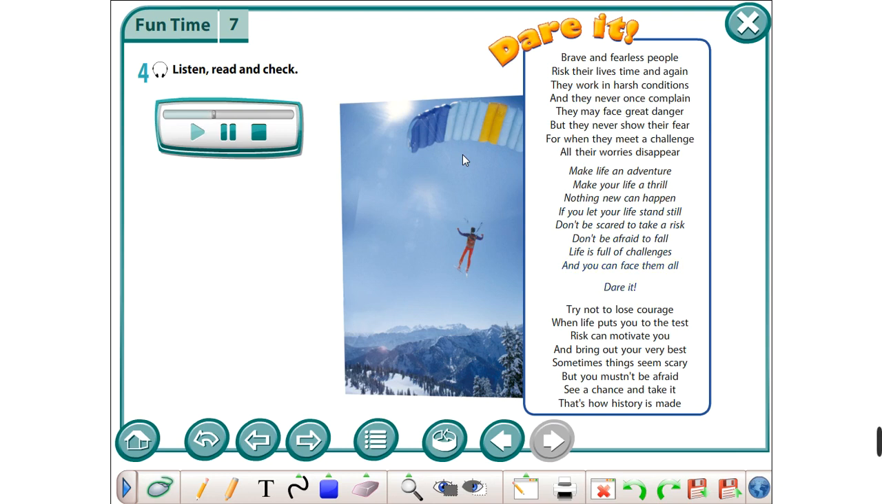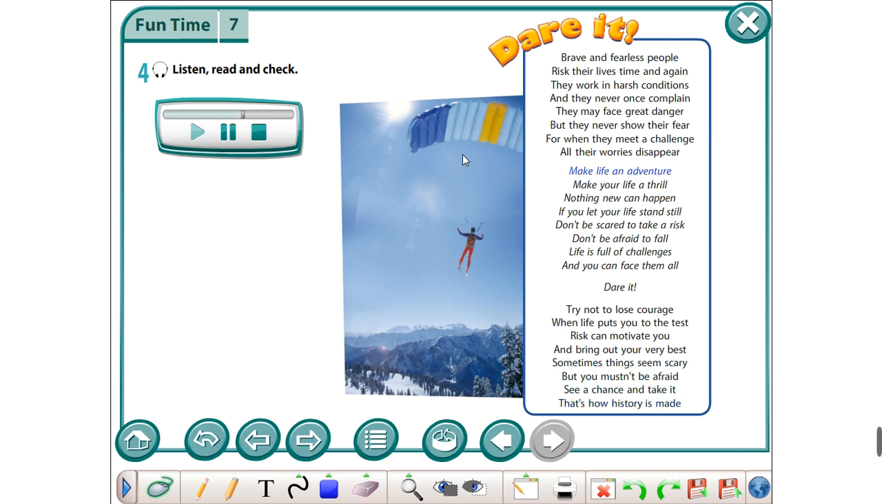Dare it. Try not to lose courage when life puts you to the test. Risk can motivate you and bring out your very best. Sometimes things seem scary, but you mustn't be afraid. See a chance and take it, that's how history is made.